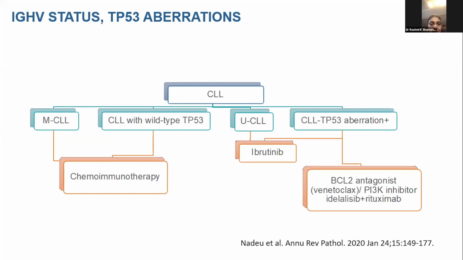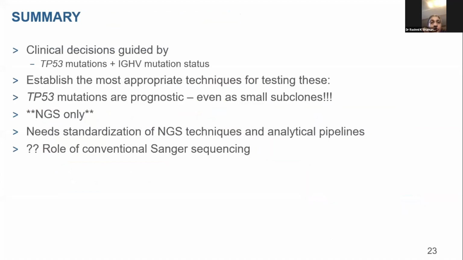And the final slide. Just to summarize my talk, clinical decisions are now increasingly guided by molecular testing. The two most important things are the TP53 aberration status and the IGHV mutation status. As hematopathologists or molecular pathologists, it's our role to establish the most appropriate techniques to determine the status of these alterations and communicate it to oncologists.